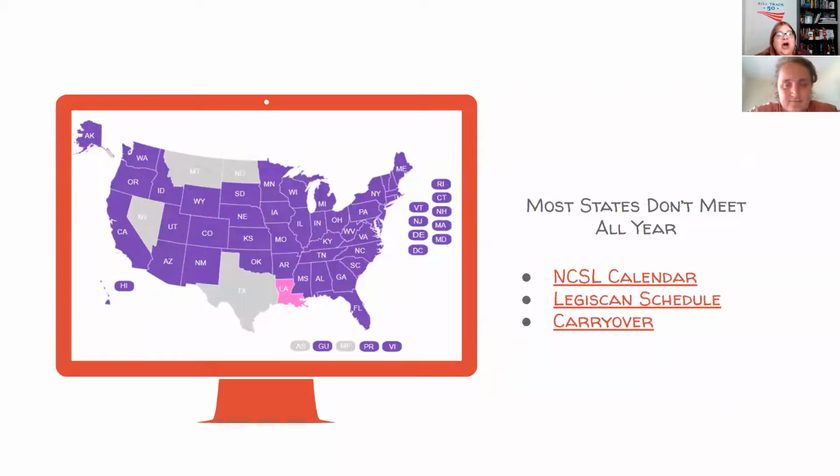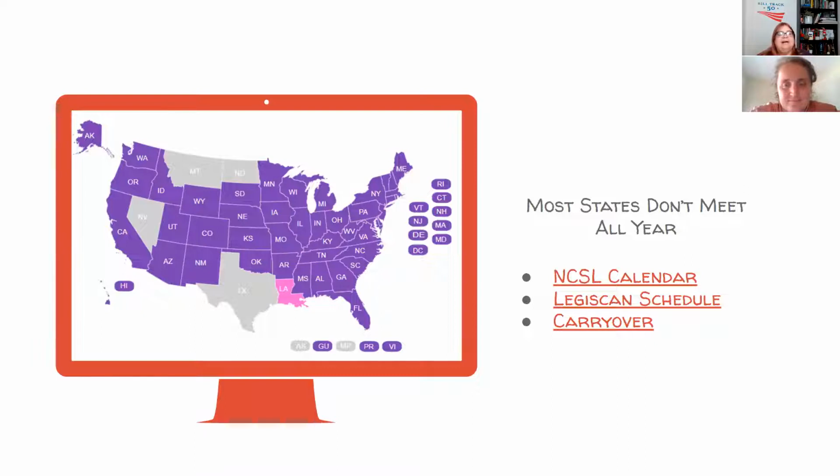Other things to know that aren't necessarily the process, but are still key items. Most states do not meet all year round. Most states meet from January-ish through May or June-ish, but every state has its own schedule. Some states only meet for 30 days, 60 days, and some states do meet for the whole year. And Congress, of course, is a year-round situation.